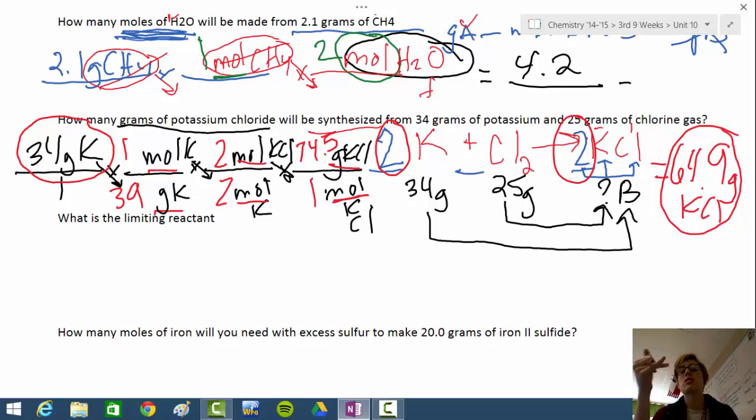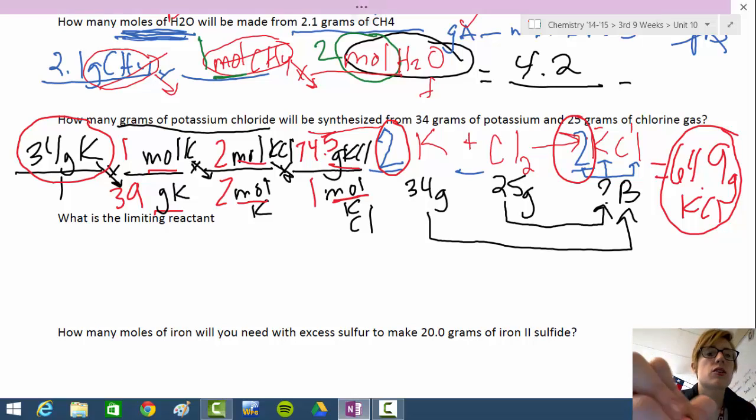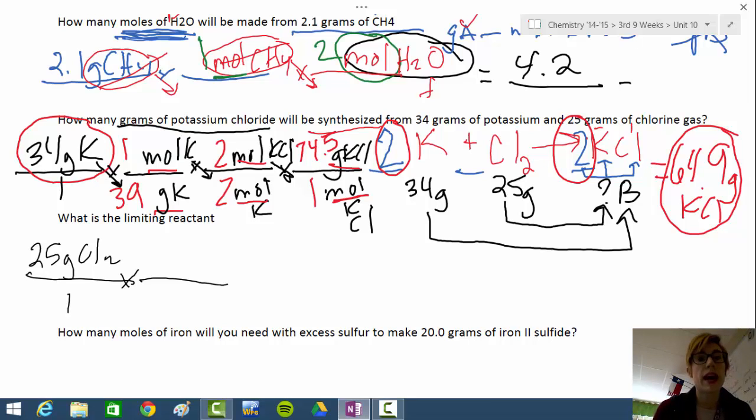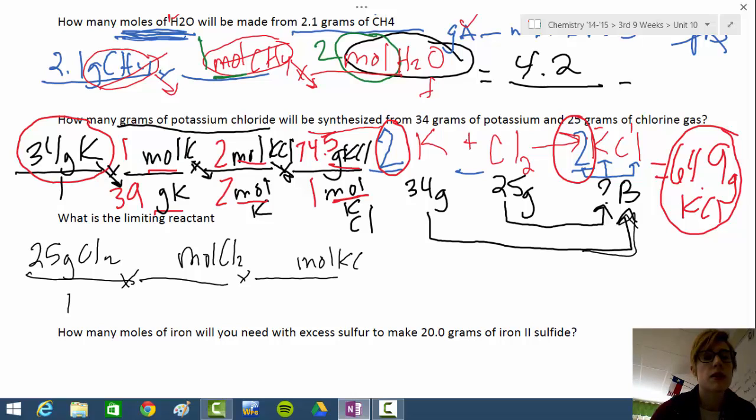So now I have to do that whole setup all over again with my other reactant, okay? So here's my other reactant. I have 25 grams of chlorine. And remember, chlorine is a diatomic, so I have to write Cl2 there. So chlorine's my A now. So I go from grams of A to moles of A. So moles of A goes on the top, and then I go to moles of B. What's my B? Well, I'm still going, remember, to potassium chloride right here. So KCl is my B. And then I go grams of B. And then I'm going to go catty corner. I'm going to put the same units that were on the top on the bottom, so I can cancel out.